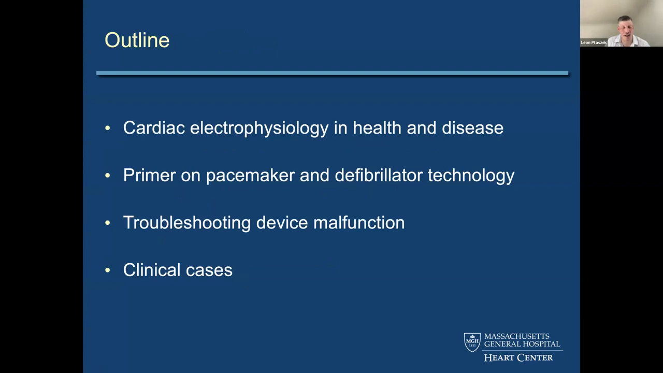So very briefly, in pursuit of these objectives, there's just a few things we're going to cover today. First is a few minutes spent on cardiac electrophysiology and health and disease. Next is a brief primer on pacemaker defibrillator technology. I appreciate that this is going to be a review for most of you. Next is the bulk of what we would talk about today, which is troubleshooting. Troubleshooting discussed primarily through the lens of clinical cases, because my goal here is to keep it practical.